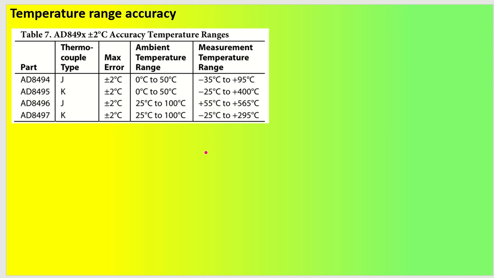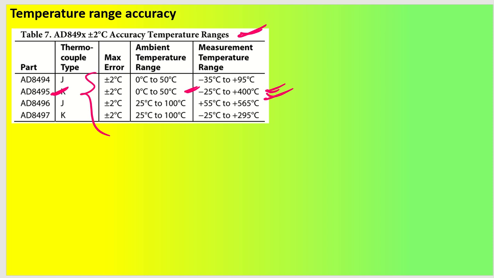Now coming back to the temperature range accuracy, you can see all the ICs have a maximum error of plus or minus 2 degrees centigrade, and their ambient temperature range and temperature measurement range are listed. For the AD8495, the range is minus 25 to 400 degrees centigrade. So if you want to use it for a somewhat higher temperature range, this is the reason I have used this.